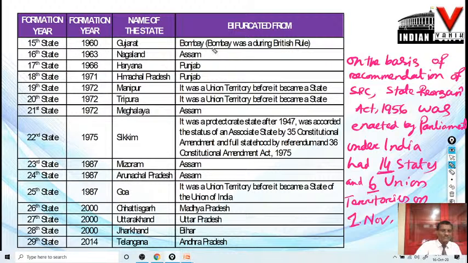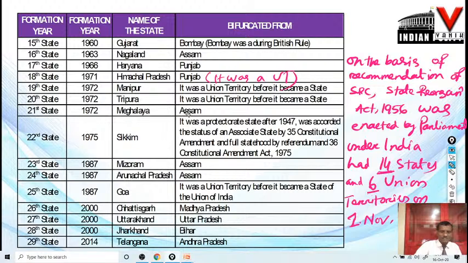The 15th state is Gujarat, formed by bifurcation. The 16th state is Nagaland, in 1963, from Assam. 17th is Haryana, bifurcated from Punjab in 1966. The 18th state is Himachal Pradesh in 1971. It was a union territory from the beginning, and it was not bifurcated from Punjab. In fact, it was a UT. Then the 19th state was Manipur and the 20th state Tripura.